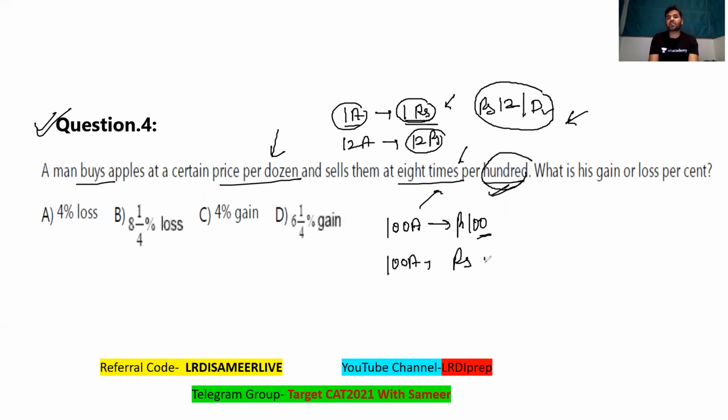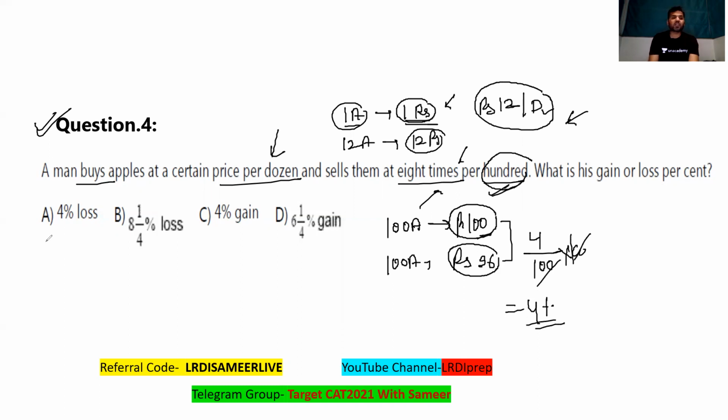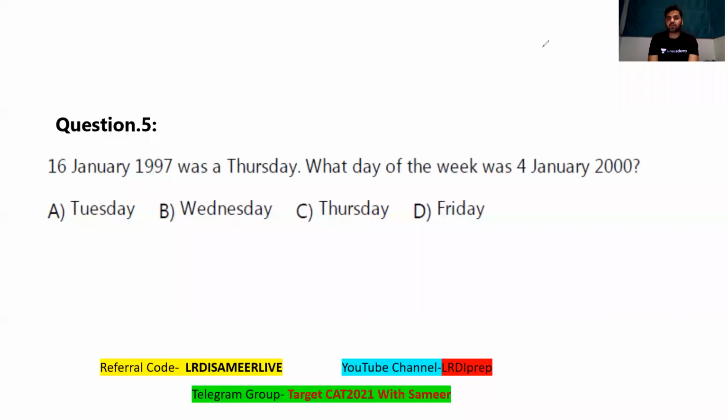That means at 96. So he's purchasing something at 100 rupees and selling it at 96. So you can see that there's a loss of 4 rupees over the investment of 100. So you can say that there's a loss of 4%. Option A would be the correct answer to the question. Moving on to the next question, let's have a look at it.